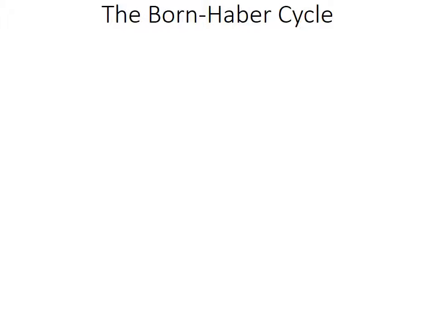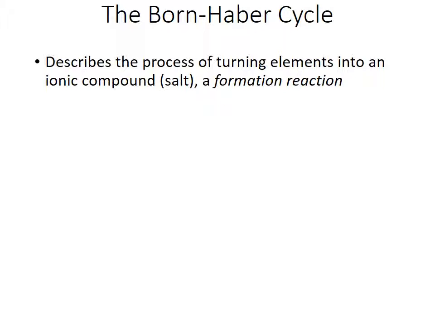In this video, we're going to look at the Born-Haber cycle in a little more detail. The Born-Haber cycle describes the process of turning elements into an ionic compound, or a salt. This is a formation reaction. A formation reaction is where you form 1 mole of a compound from its constituent elements in their native states. If you need more material on this, check out your book, Chapter 9, Section 7.